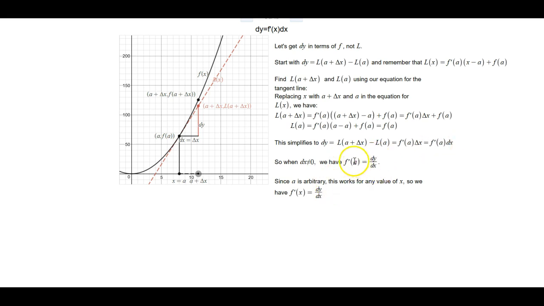So remember, a is just some arbitrary value of x. So I can apply this to any value of x. So when my difference in x is not equal to 0, I can say f prime of x equals dy over dx. So we've seen this before, and we might be saying, well, big deal, we've known that the slope of the tangent is just the derivative. And that's really all we're saying here again. The slope of the tangent line is dy over dx, which is just the derivative of the function.